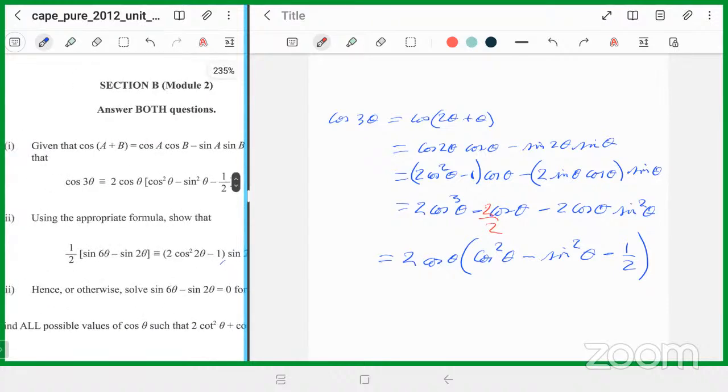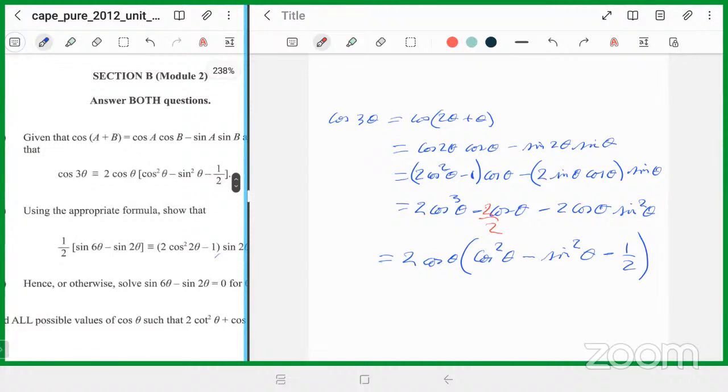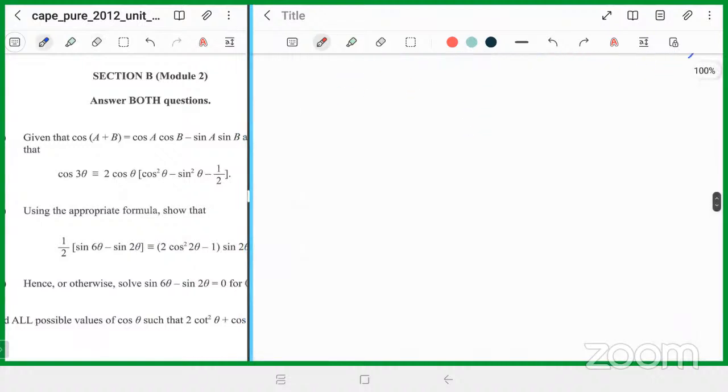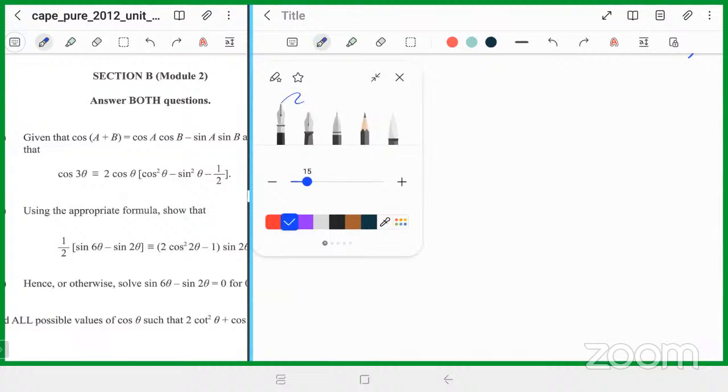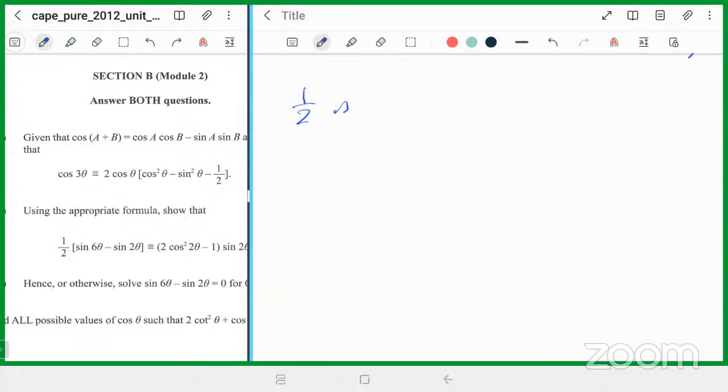Then it says now use an appropriate formula, right? Show that this thing is equal to that. All right. So this is what we call the factor formula. That this equals that, what you know. All right. So the half of sine 6 theta minus sine 2 theta in the bracket becomes equal to half, and in the bracket, this is what we call the difference of two sines. The factor formula, difference of two sines.